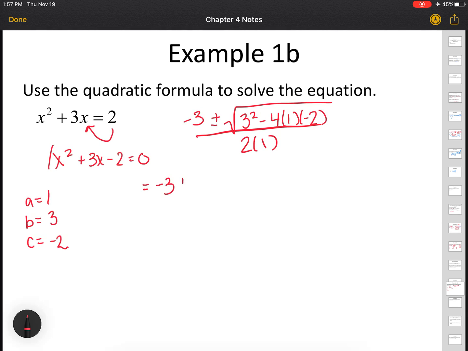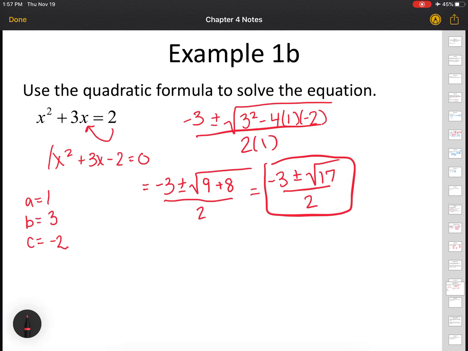So negative 3 plus or minus, well, 3 squared is 9. Minus 4 times 1 times negative 2 becomes an 8, okay, all over 2 times 1, which is 2, and we're still simplifying. So negative 3 plus or minus 9 plus 8 is 17, all over 2. Now I'm going to check to see, can I simplify that anymore? Well, no perfect square can go in the 17, so it looks like we're done here. So this is the simplified version of it as far as it can go.